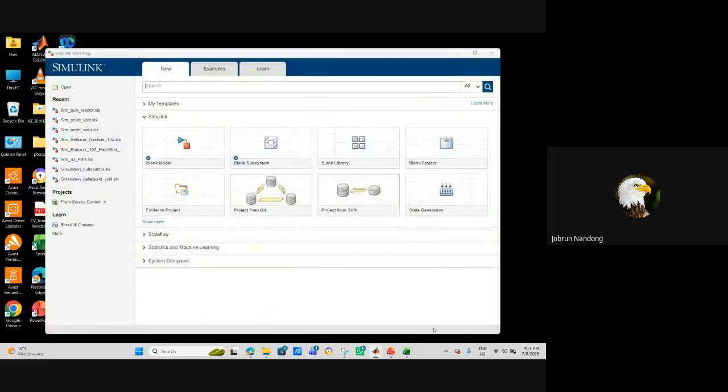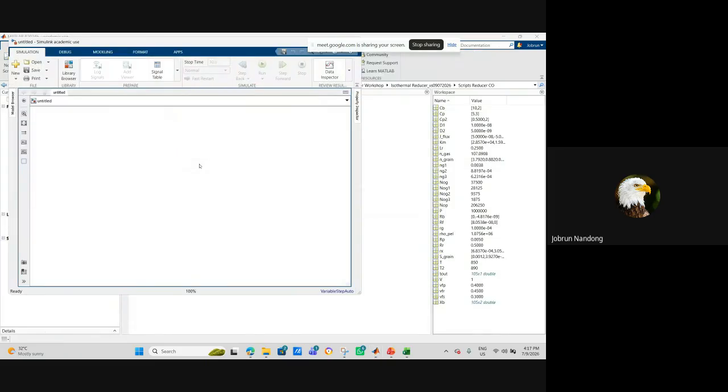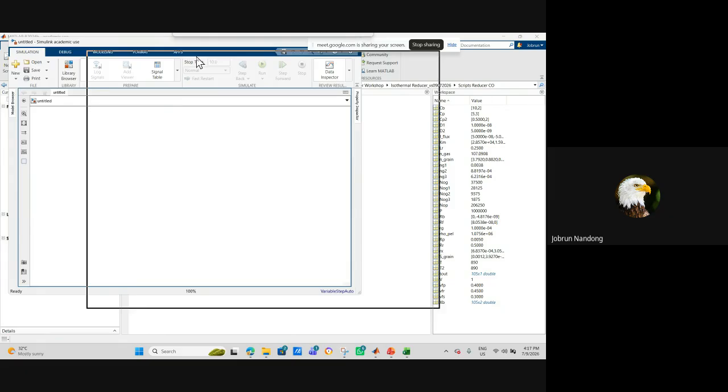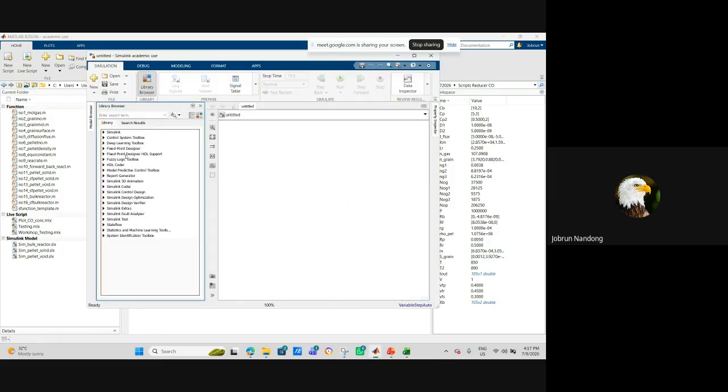Okay, we use a blank Simulink, just for this one. Later, for the other one, I think we can just use it as it is. So in the blank Simulink, you go to Library. Just click this part here. Click the Simulink, then you go all the way down to User-Defined Functions.